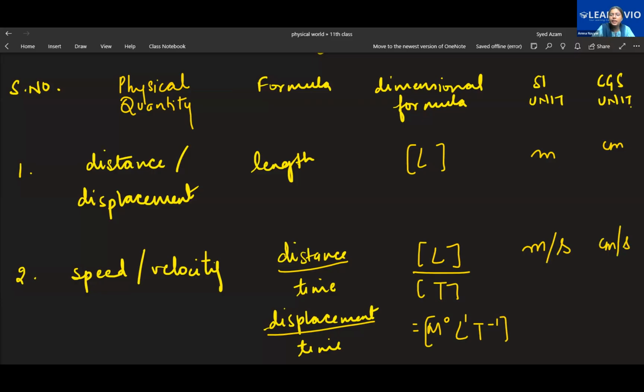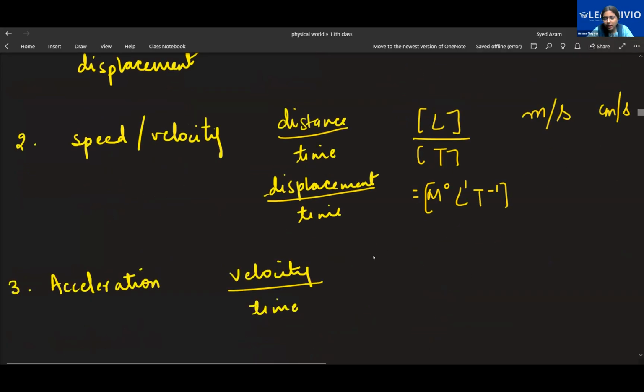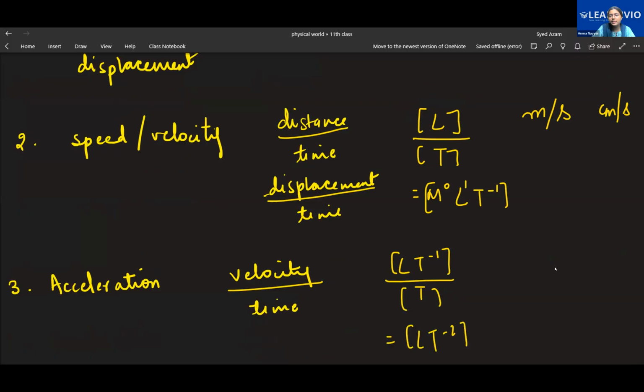Now, Neha, you tell me, if I'm talking about a third quantity, which is acceleration, which is velocity by time, what should I write here instead of velocity? L T minus 1, divided by T. So what will I get now? Finally, L T to the power minus 2. Perfect. Very good. So see, SI unit is very simple, meter per second square, because one more time is now getting divided. And this is centimeter per second square.